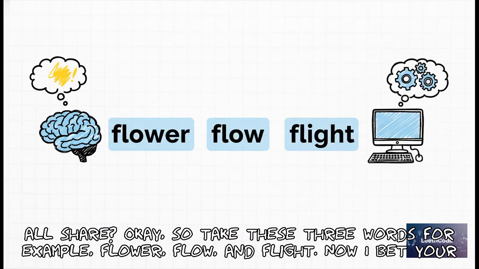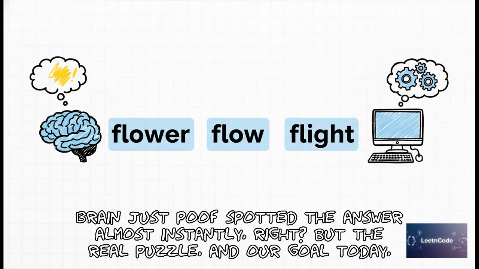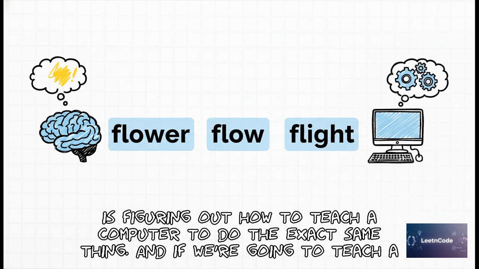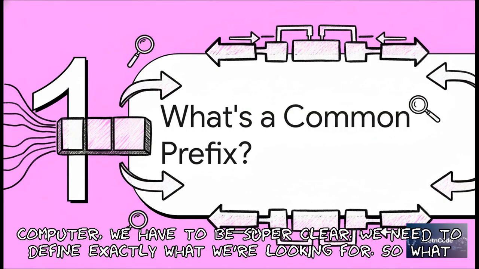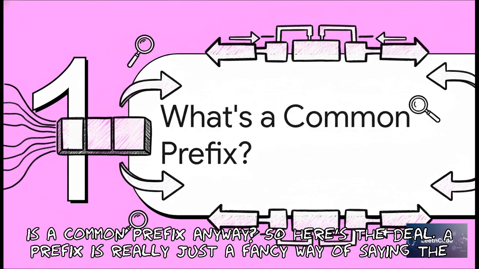Okay, so take these three words for example. Flower, flow, and flight. Now, I bet your brain just, poof, spotted the answer almost instantly, right? But the real puzzle, and our goal today, is figuring out how to teach a computer to do the exact same thing. And if we're going to teach a computer, we have to be super clear. We need to define exactly what we're looking for. So what is a common prefix anyway?